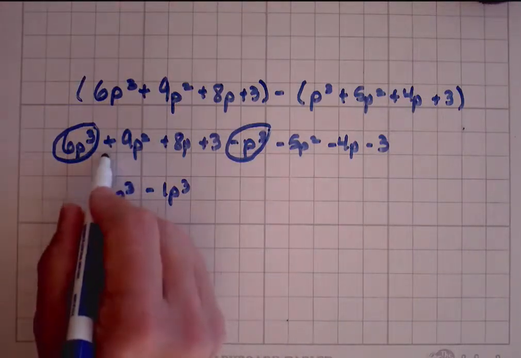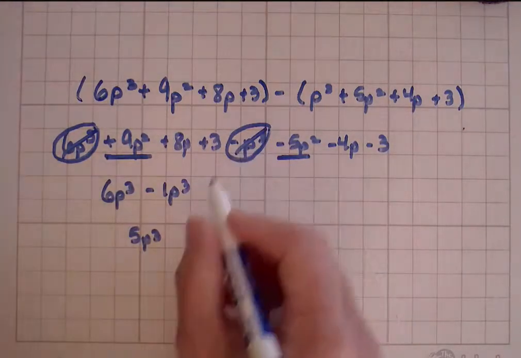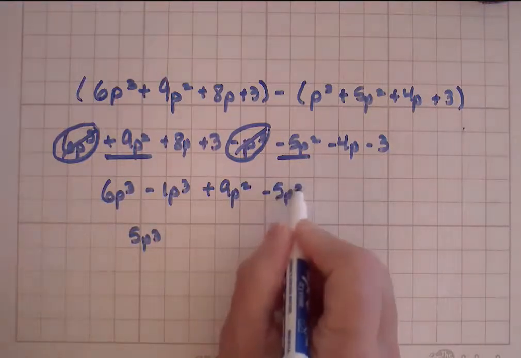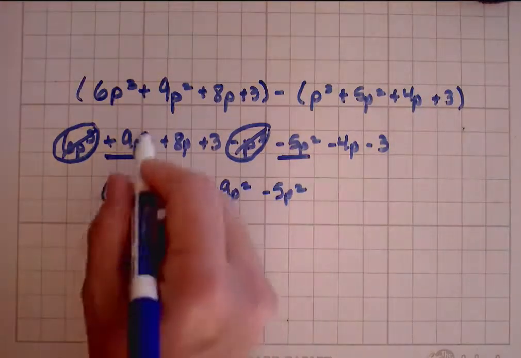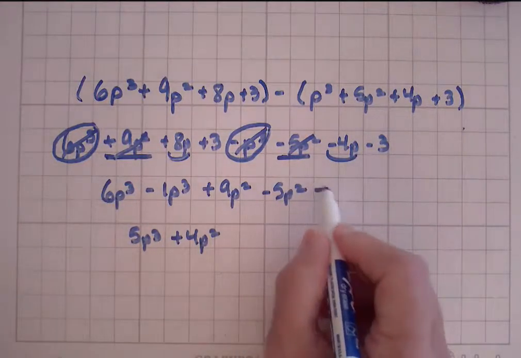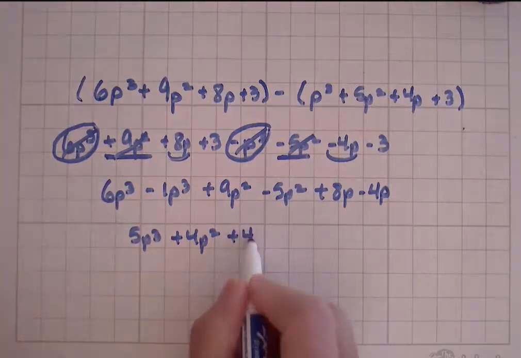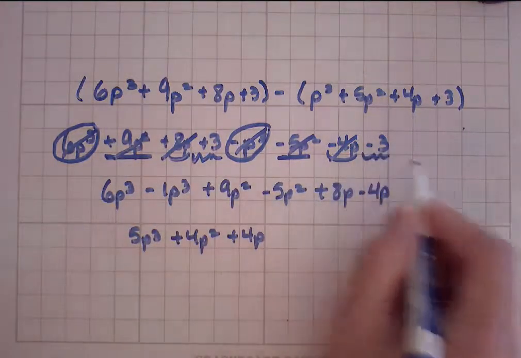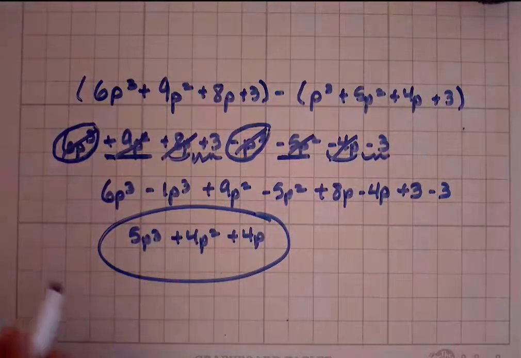P squareds. 9p squared minus 5p squared. Let's cross those out because I'll get confused. Plus 9p squared minus 5p squared. 9 minus 5 is 4. 4p squared. Now my p's. 8p minus 4p, that's a positive 8, negative 4. 8 minus 4 is 4p. And finally, what I have left, plus 3 minus 3. 3 minus 3 is 0. I don't need to write the 0, and I'm done.